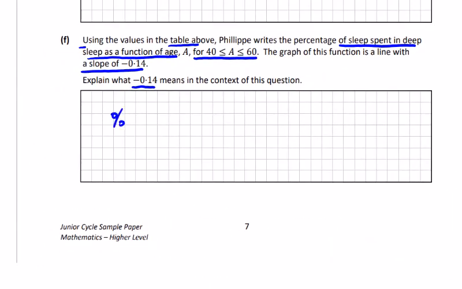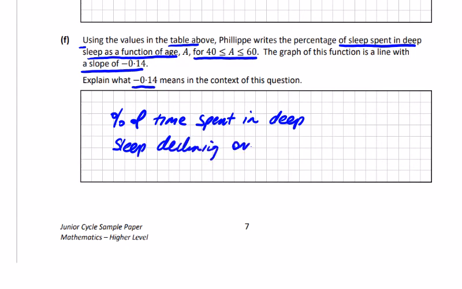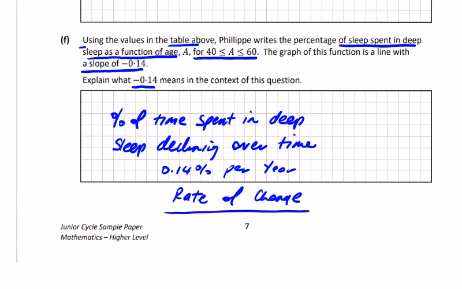So it's the percentage of time spent in deep sleep declining over time, or you could say between the ages of 40 and 60, 0.14% per year. When we get to Leaving Cert, we could look maybe at the rate of change, something along these lines. We'll see going forward.